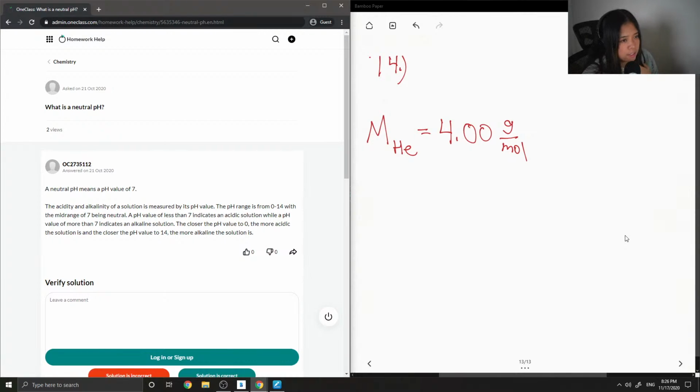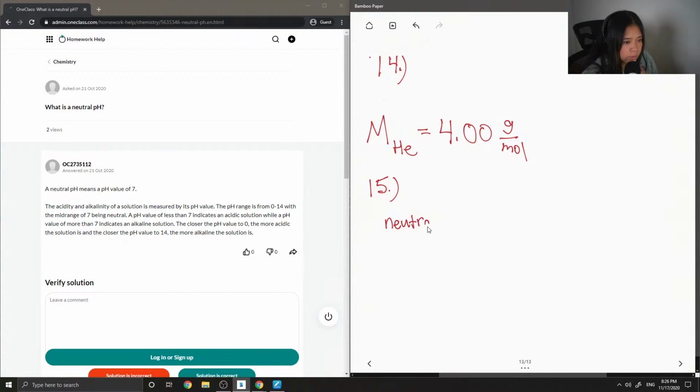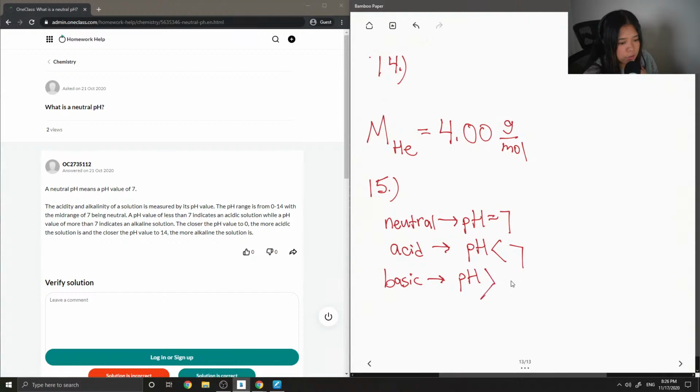Question 15 asks, what is a neutral pH? So for a neutral solution, the pH is equal to 7. If you were to have an acidic solution, the pH would be less than 7. And for a basic or alkaline solution, pH is greater than 7.